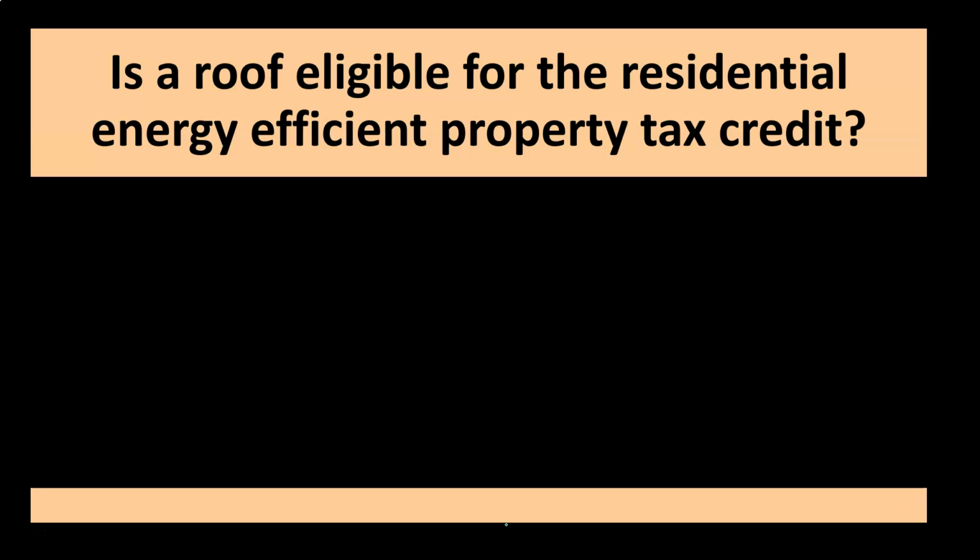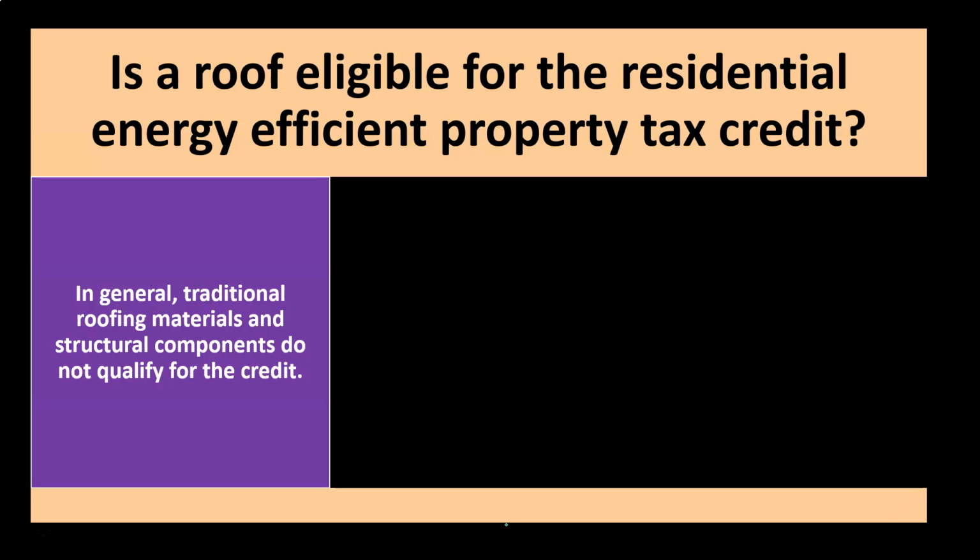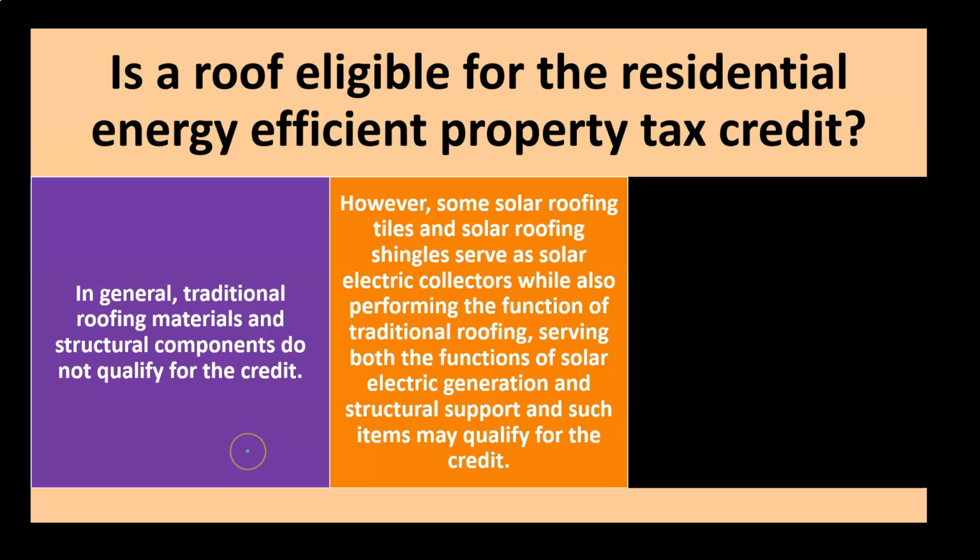So we have the roof on there, and you say, hey, the roof keeps in a lot of energy. So if we had a good roof, you would think it would be an energy saving thing. We'd be saving the world and the environment, so we should get a credit for it, right? So in general, traditional roofing materials and structural components do not qualify for the credit. If you just put a standard general roof on there, they're saying that wouldn't be it, even though it is insulating the house and therefore probably a good thing, saving energy.